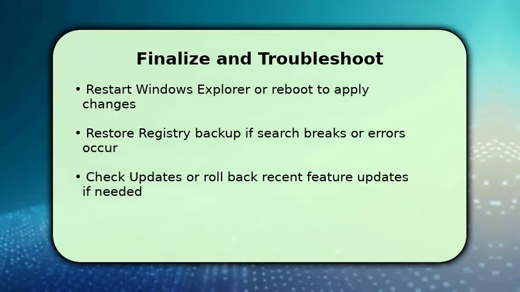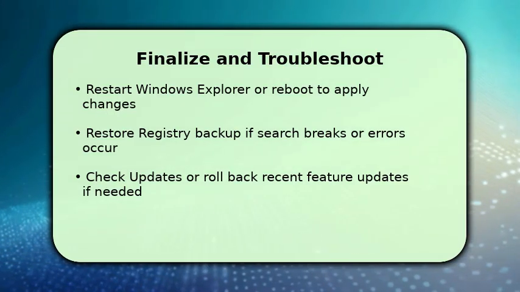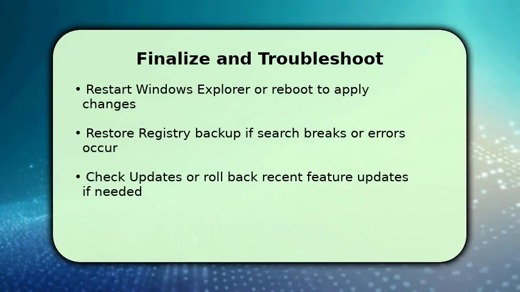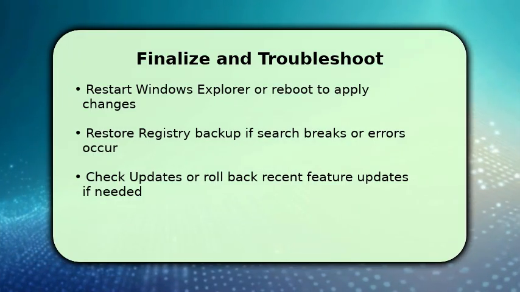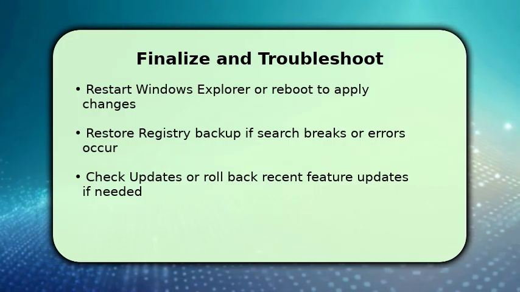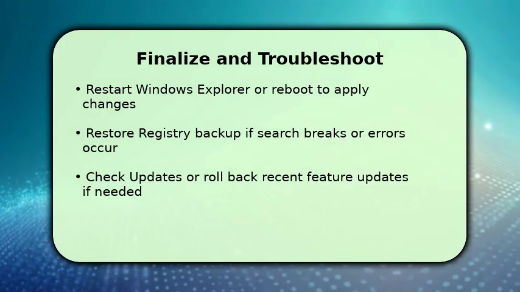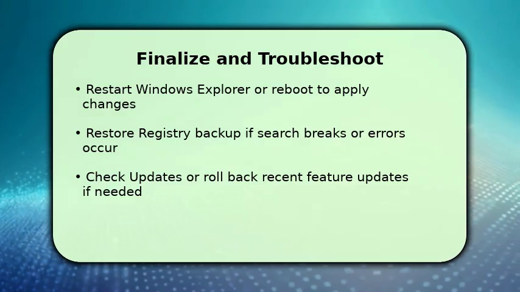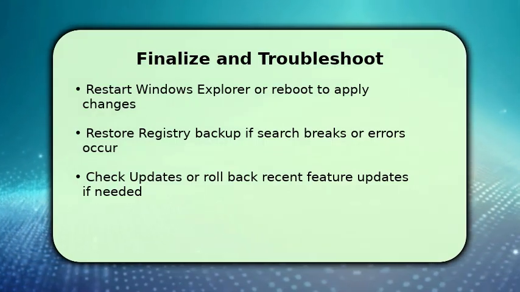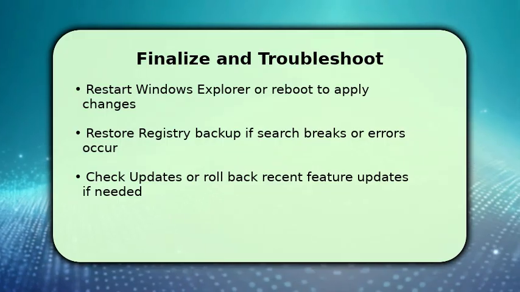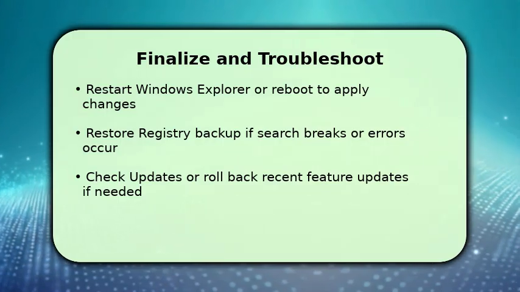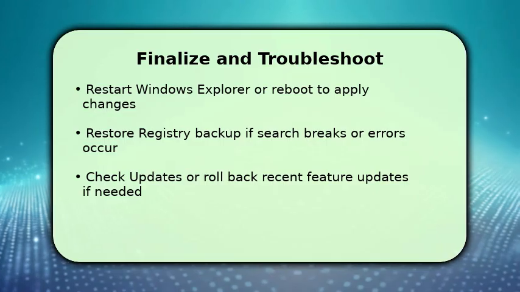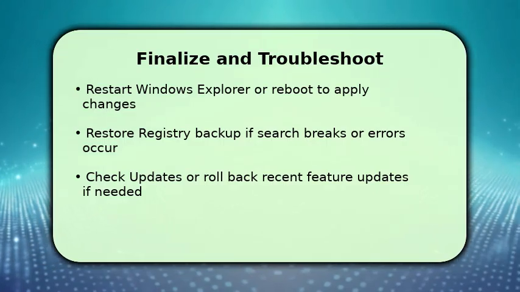effect. If something breaks, immediately restore the registry backup you exported earlier, or use System Restore to revert to a known good point. This prevents persistent issues. Make sure to check Windows Update, install fixes, or roll back a problematic feature update if search disappeared unexpectedly. If you still see search, repeat the policy or registry steps and verify you have admin privileges.